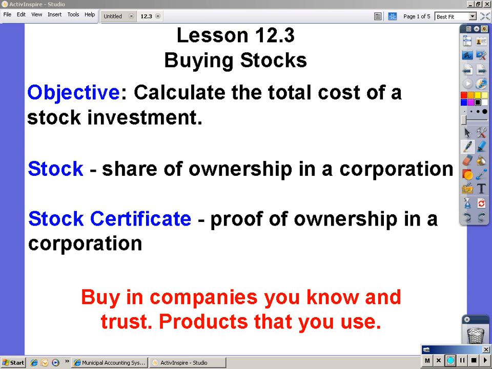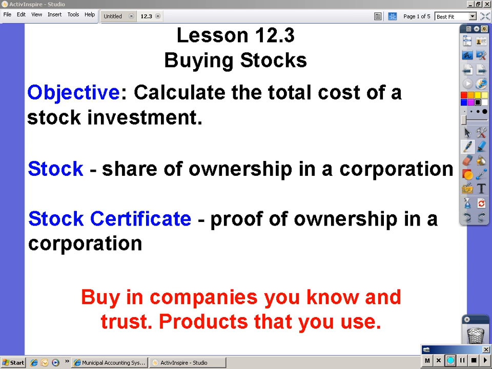Okay, lesson 12.3, buying stocks. The objective is to calculate the total cost of a stock investment. Stock is a share of ownership in a corporation. A stock certificate is proof of ownership in a corporation.